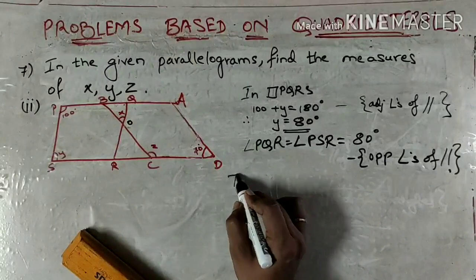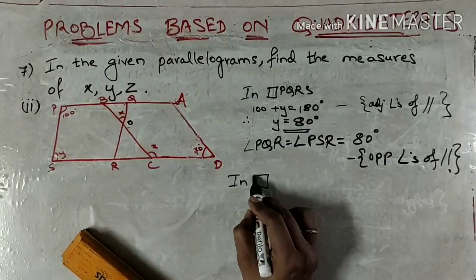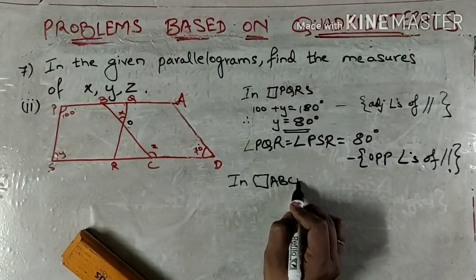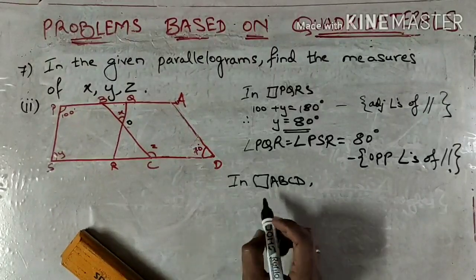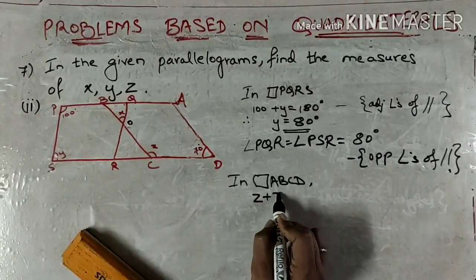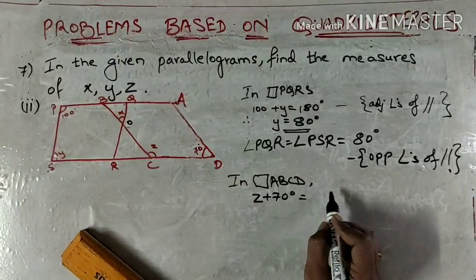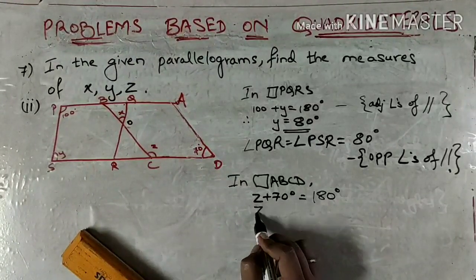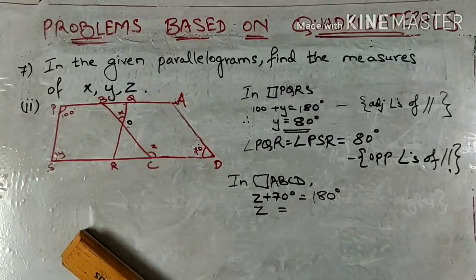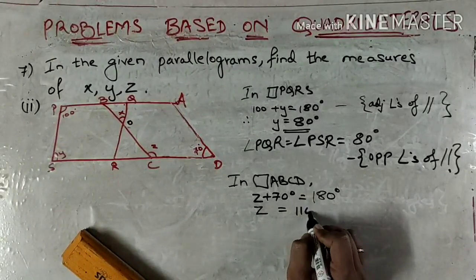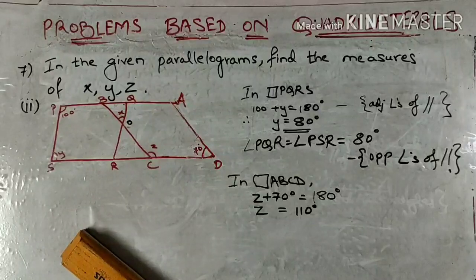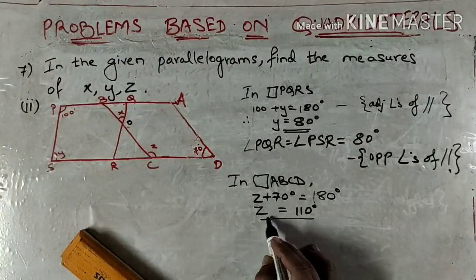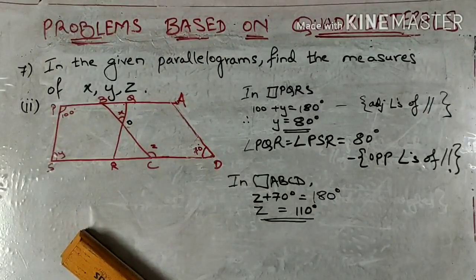Same over here in the next quadrilateral. In quadrilateral ABCD, since it's a parallelogram, z plus 70 degrees gives you 180 degrees. Therefore z is equal to 180 minus 70, and that is 110 degrees. We got z also.